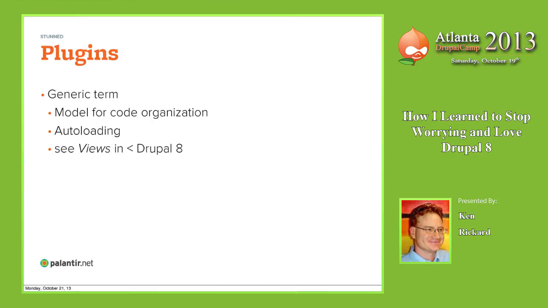Plugins are the big thing these days. I mentioned that we don't have hook entity info anymore. Largely, things are now plugins. And they're plugins, if you're familiar with working with views or CTools in Drupal 6 and Drupal 7, you will be familiar with the concept. The execution is different, the implementation is different, but the concept remains the same. It's how we're organizing our code. We are auto-loading things, which helps reduce memory footprint.